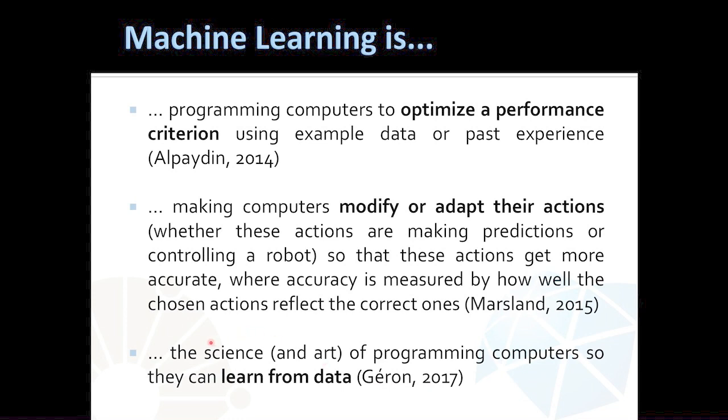Géron defines machine learning as the science and art of programming computers so they can learn from data. When he compares machine learning to an art, he synthesizes the level of difficulty we often face in machine learning.